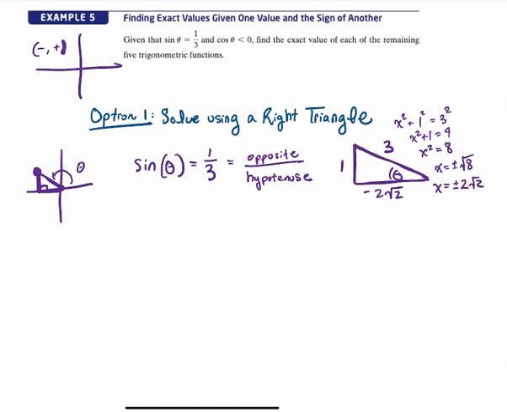So we've just solved this triangle. Well, we haven't fully solved the triangle, but we've at least found all of the side lengths of this triangle. So once we have that, we can just use right angle trigonometry to give the rest of the trig values. So let me just restate what we got. I know the sine is 1 over 3, opposite over hypotenuse. The cosine is adjacent over hypotenuse, so negative 2 root 2 over 3.